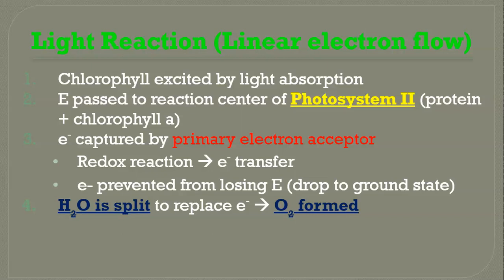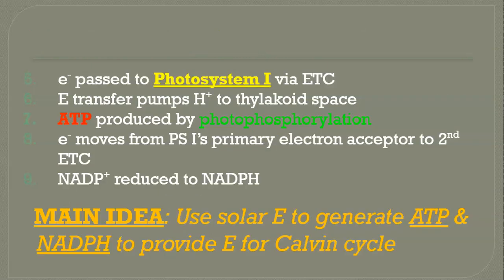And basically, there's a special transfer, and in order to replace this captured electron, water is split. And in the process of losing those electrons, water is converted into oxygen. So that's where the oxygen component comes from, the splitting of water to donate electrons in response to the electron acceptors' electrons. Then those electrons get passed to photosystem 1, which comes second, via an electron transport chain.